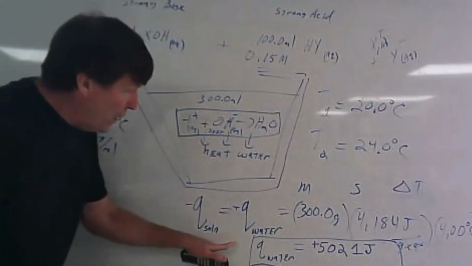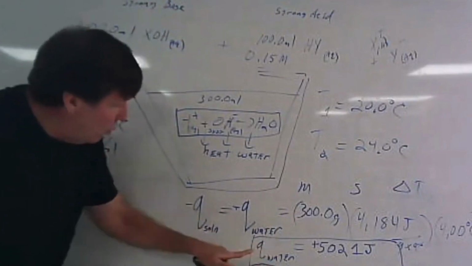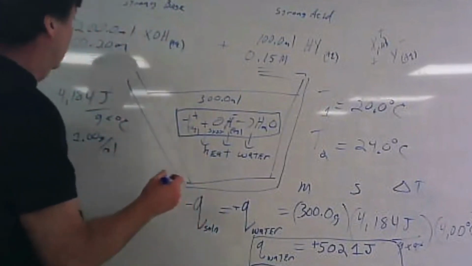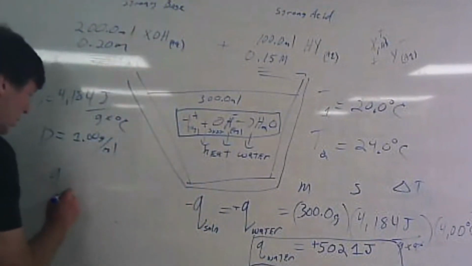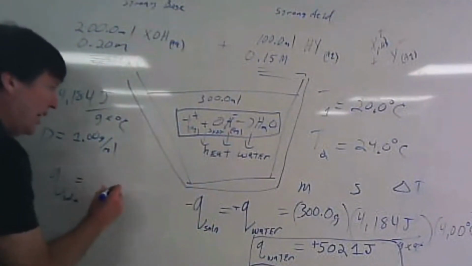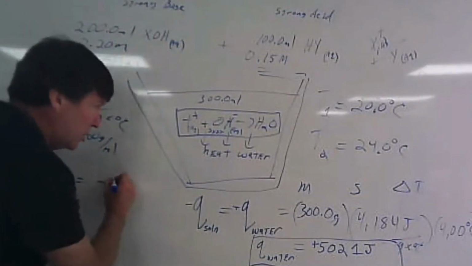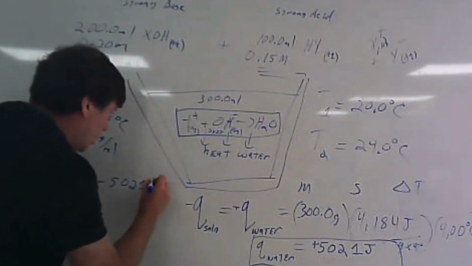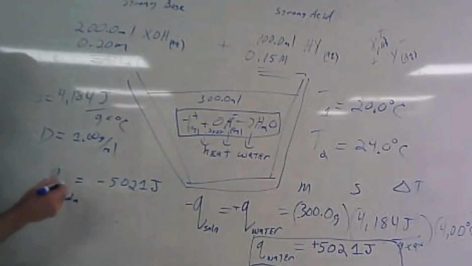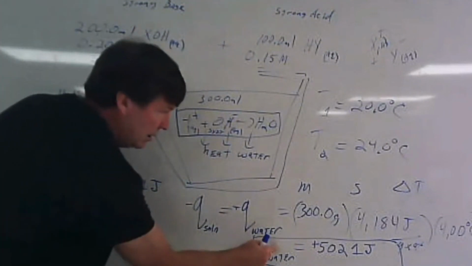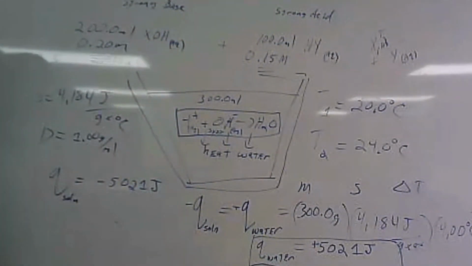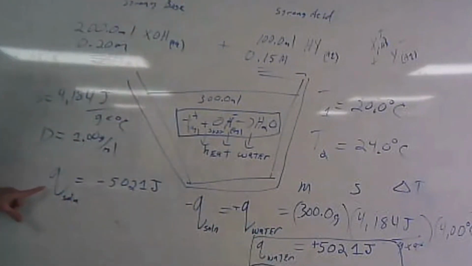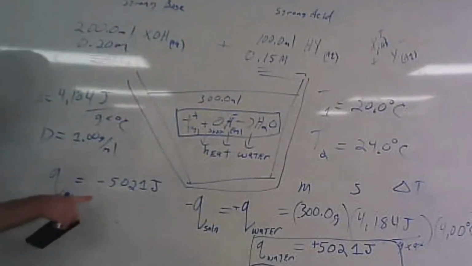But we know that whatever was gained by the water was lost. So the Q for the solution is the same number, but now we have a minus associated with it. We've got this as one part of our answer, but now we also know that whatever was gained had to be lost, so now we need to realize there's the Q for the solution.